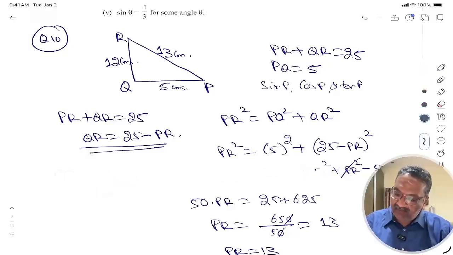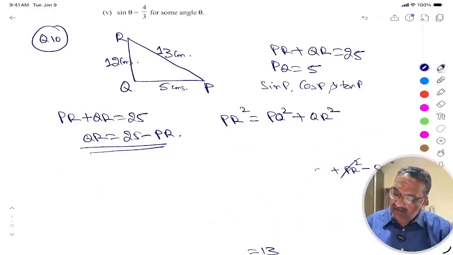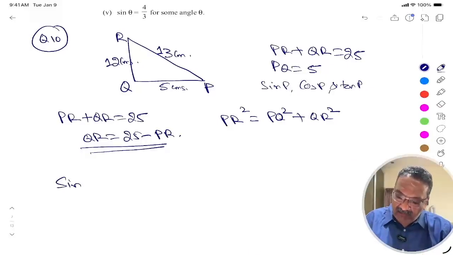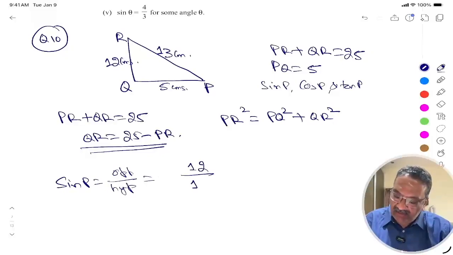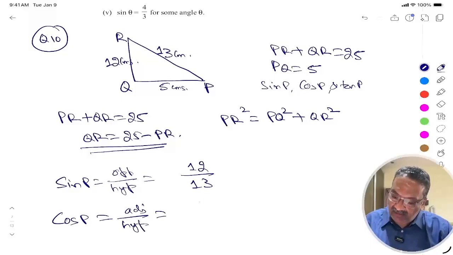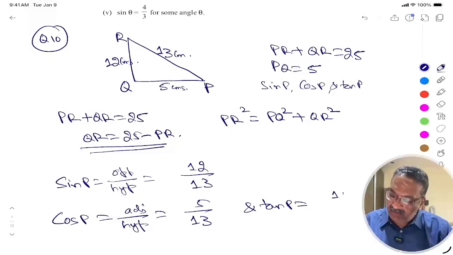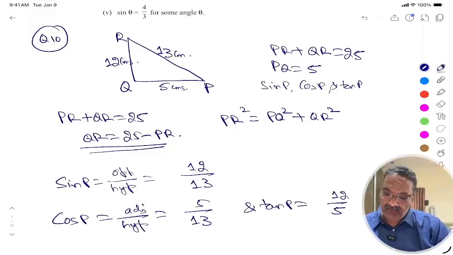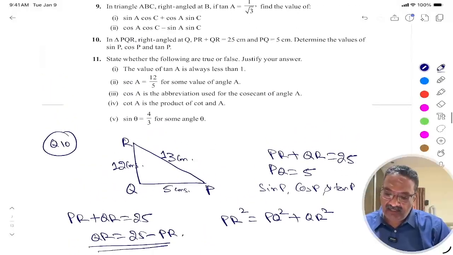Now easily we can find the value of sin, cos and tan. So what will sin P be? Sin P is opposite by hypotenuse. Opposite to angle P is 12, so 12 by hypotenuse, which is 13. Similarly cos P is equal to adjacent by hypotenuse, adjacent to P is 5, so 5 by 13. And tan P will be opposite by adjacent, that is 12 by 5. So this is the end of question number 10.